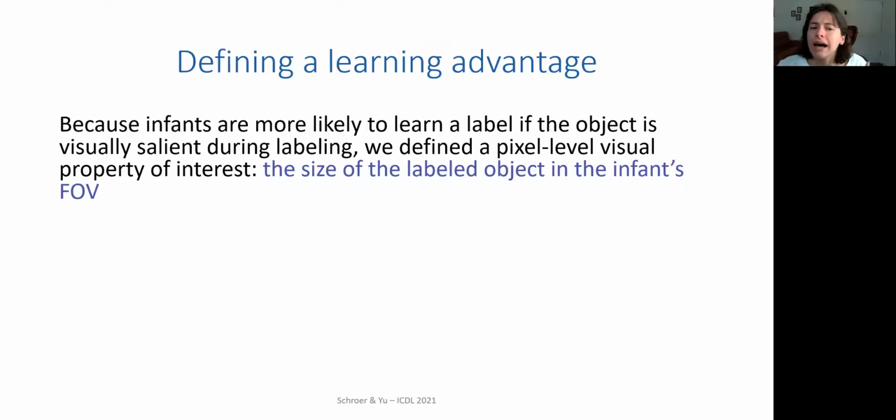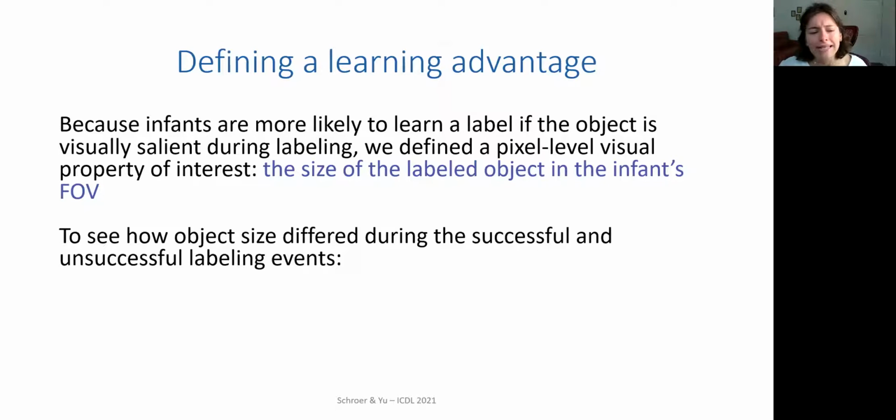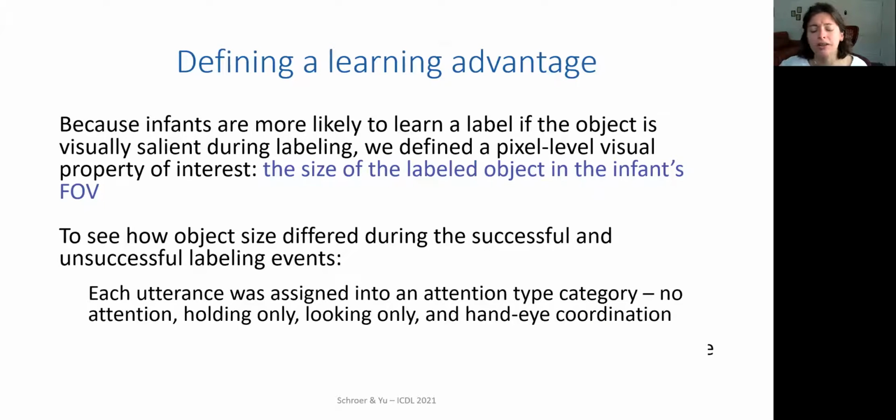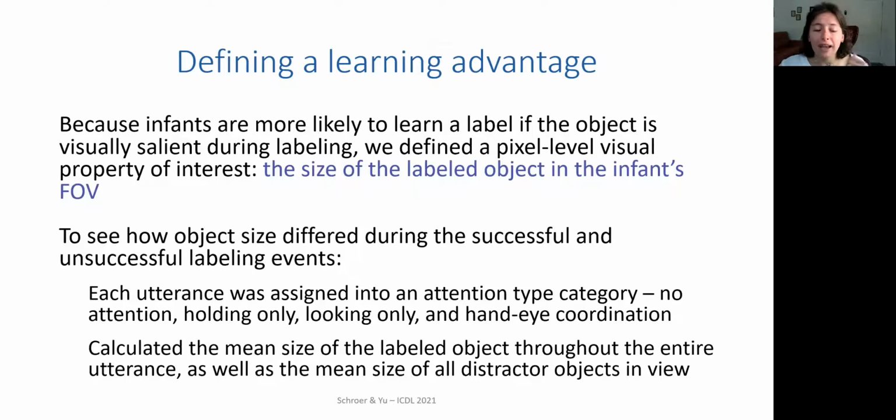So we said that because infants are more likely to learn a label if the object is visually salient during labeling, we would define this learning advantage at the pixel level as the size of the labeled object in the infant's field of view. And then to see how object size differed during successful and unsuccessful labeling events, each utterance was assigned into an attention type category. So either the infant just wasn't attending to the labeled object, or they were only holding it, only looking at it, or in hand-eye coordination. And then throughout the entire utterance, we calculated the mean size of that labeled object, as well as the mean size of all of the distractor objects in view.